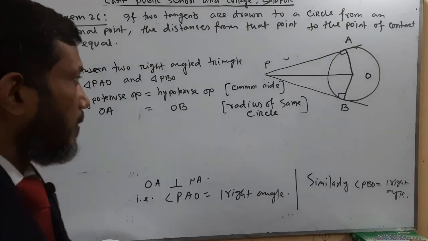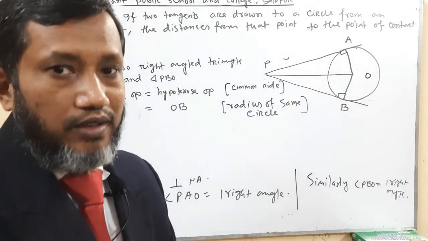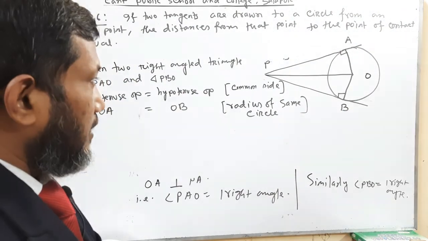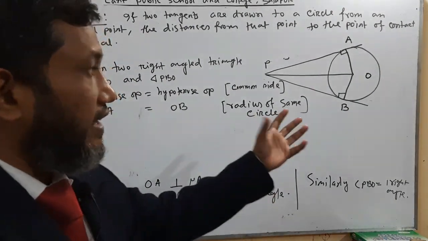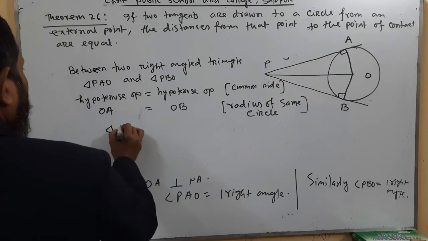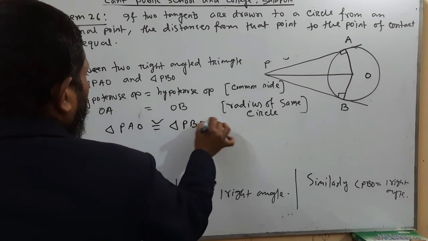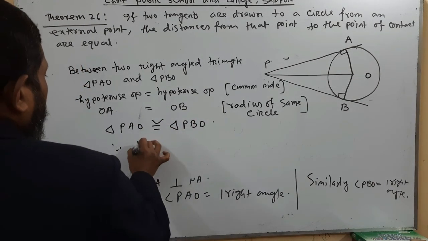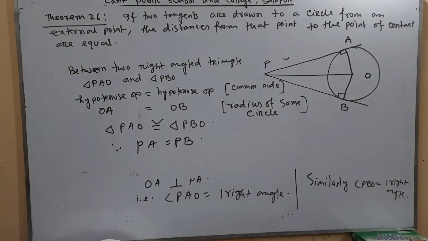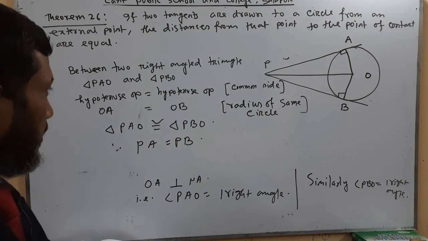So we know if the hypotenuse and one side of two right angled triangles are equal, we can tell easily these two right angled triangles are congruent to each other. Here triangle PAO is congruent to triangle PBO. That is, PA is equal to PB. The proof is completed.